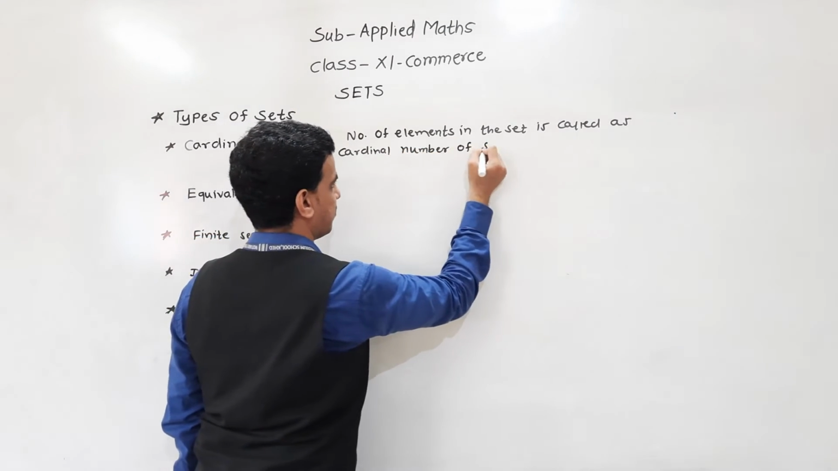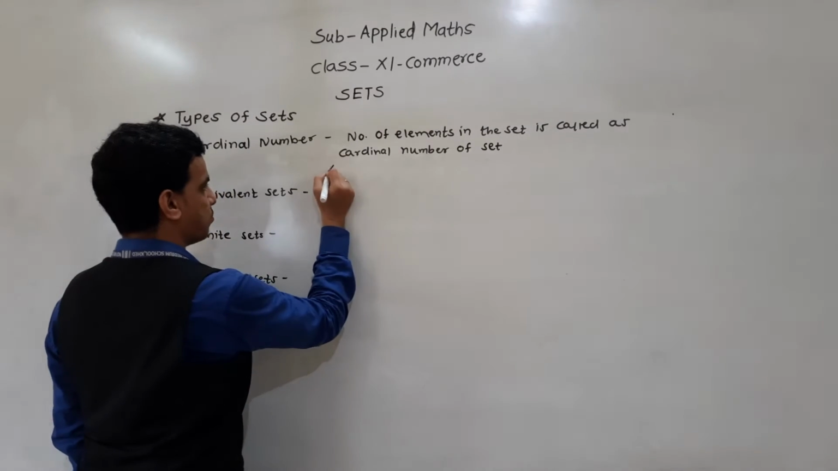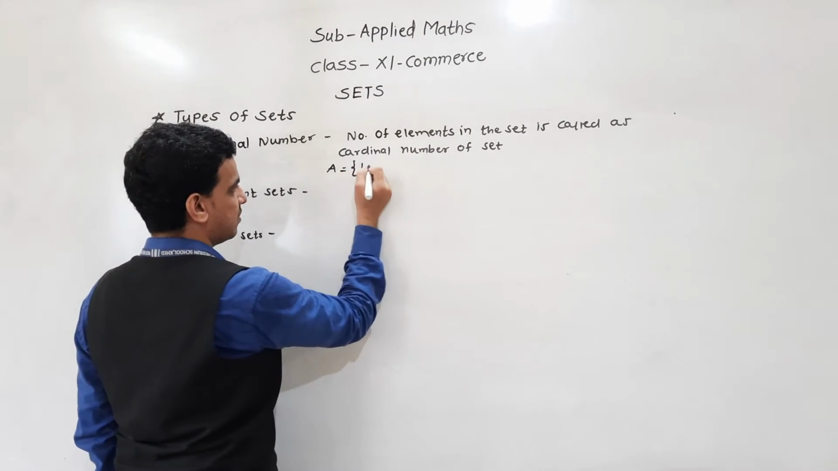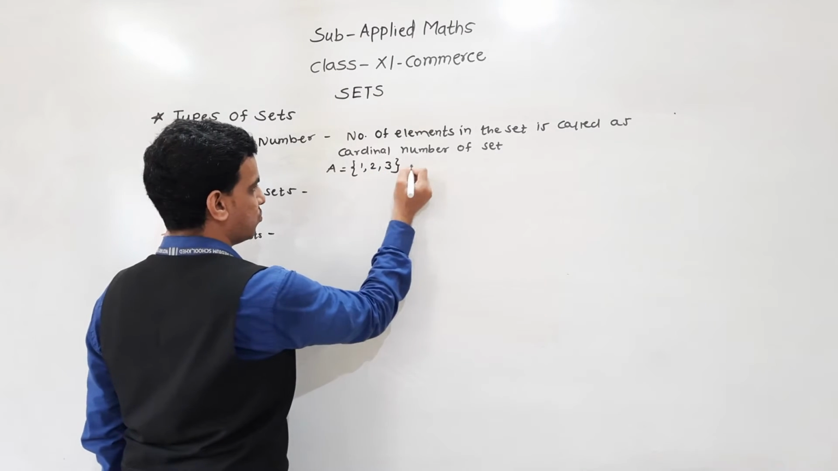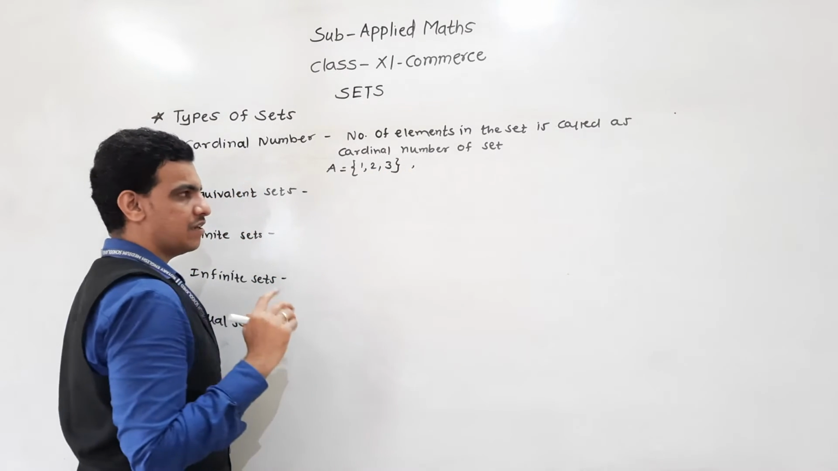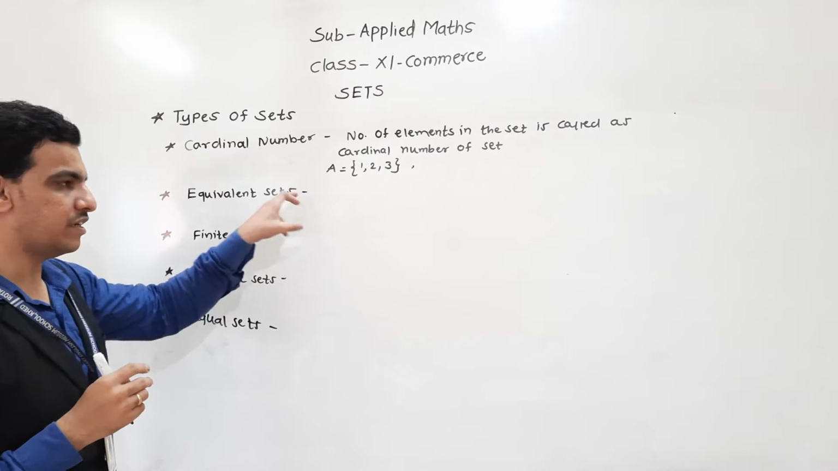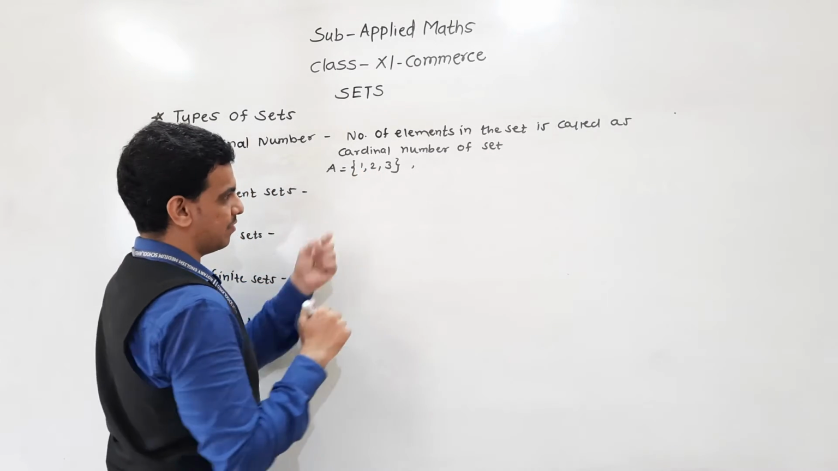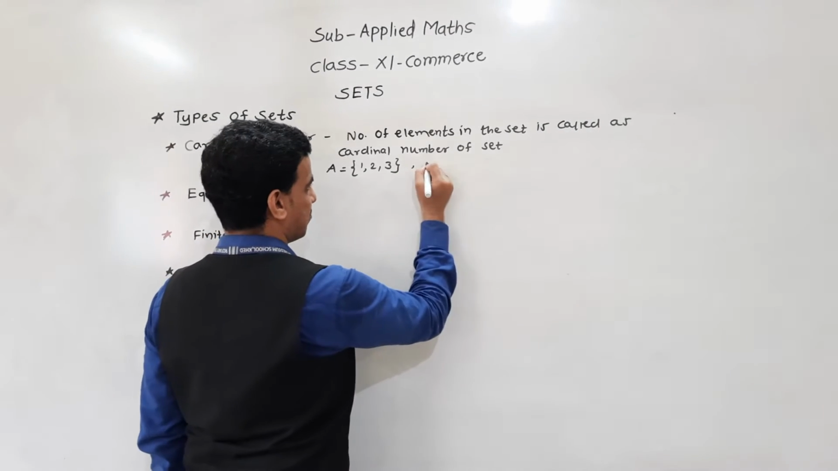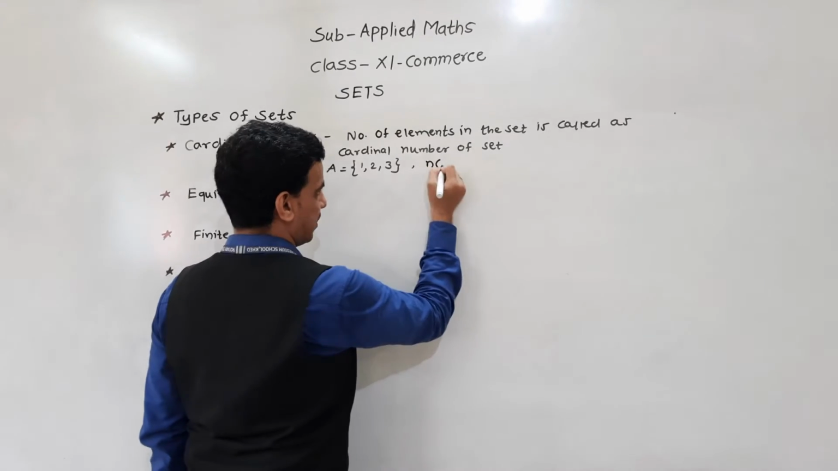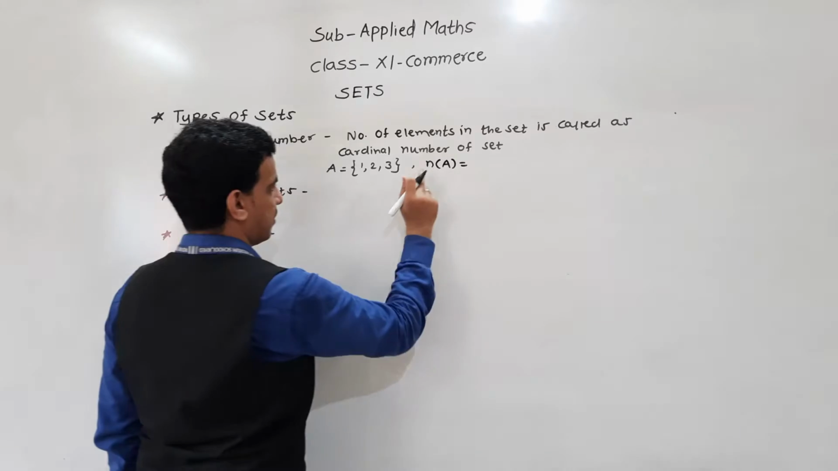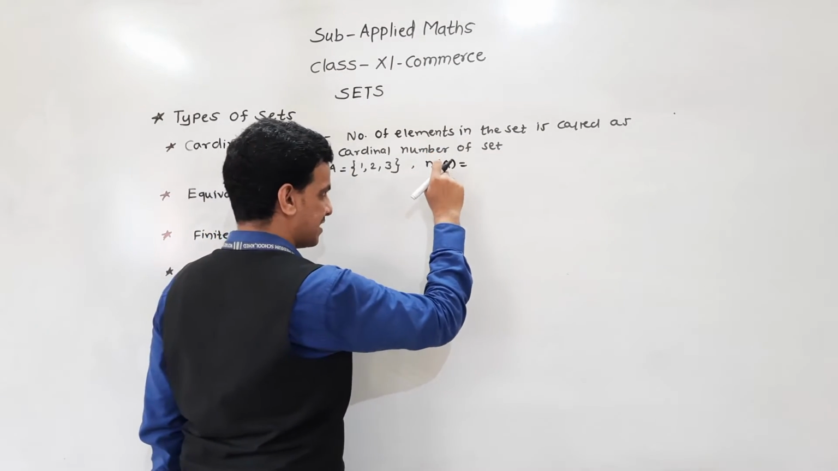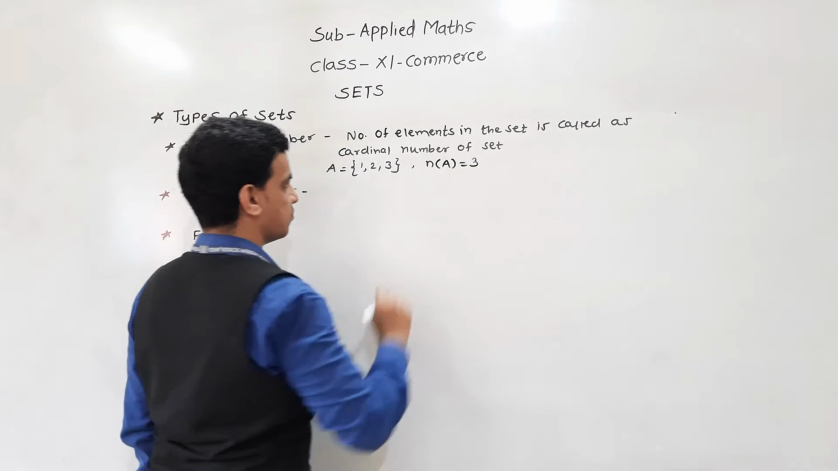This is called the cardinal number of a set. Suppose I take the example set A, which contains these three elements: 1, 2, 3. Then the cardinal number of this set is 3, because this set contains 3 elements, and the cardinal number is denoted by n of A. A means this set. So the number of elements in set A is equal to 3.